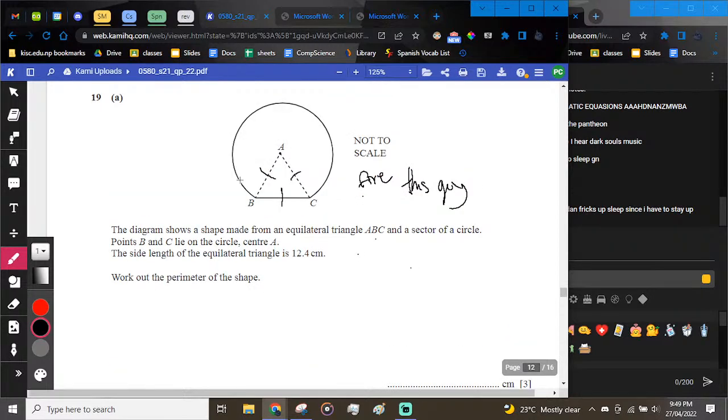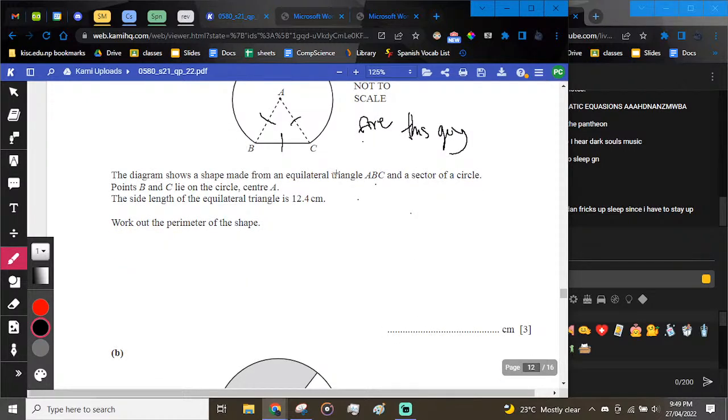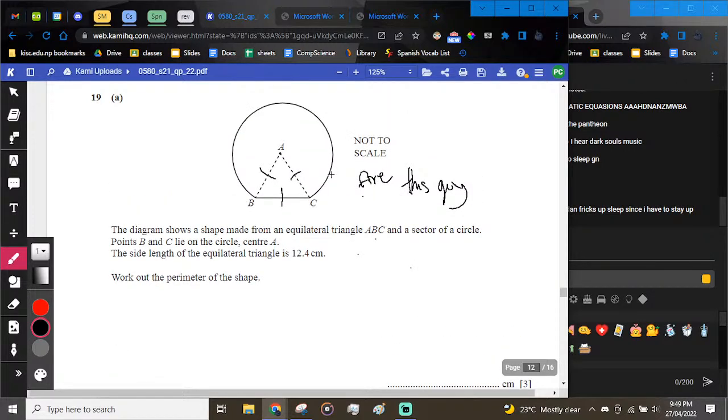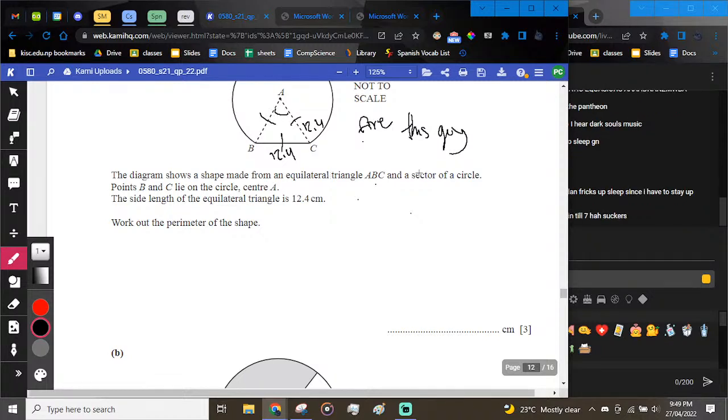Oh, that's the radius. They give you the radius and the side length. Perimeter. So the only thing difficult in this question is, well, I'll explain it to you. We know that this is 12.4. This is also 12.4. So what degrees is this out of the circle?